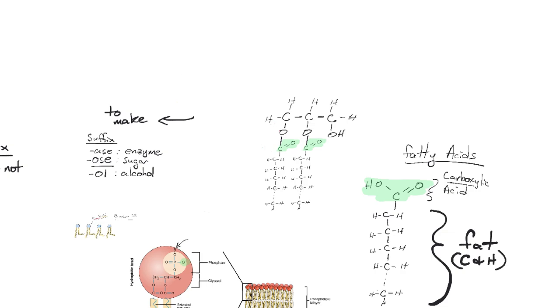I'm going to do one too. However many words you have, you're going to make one for each of the words. What words? Suffix ose, suffix ase, suffix ol. Correct? Do you see that on the board? Yeah. All right. And you have what else? Fatty acids, carboxylic acid, correct? Yeah. I'm going to do one. You guys are going to do one.